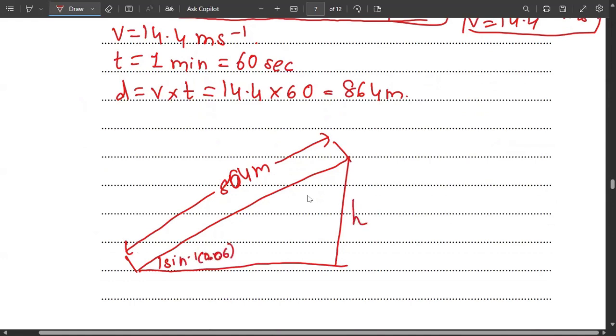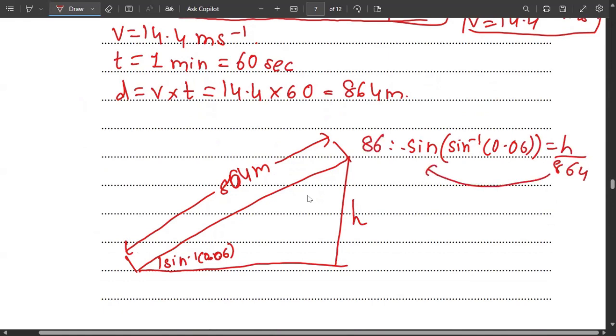So what will be the height h? Therefore, we can use trigonometry. Sine inverse of 0.06 is equal to height upon 864. Now 864 will go there. So 864 is equal to sine, this is this. Now as we discussed, sine of sine inverse will become the same thing. So 864 into 0.06 is equal to h.